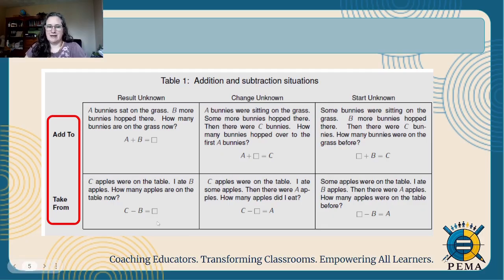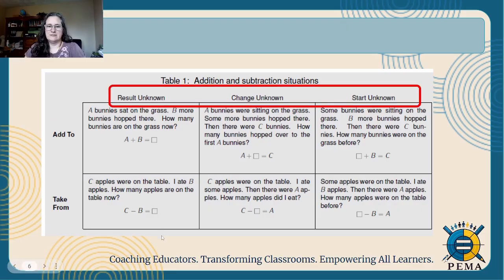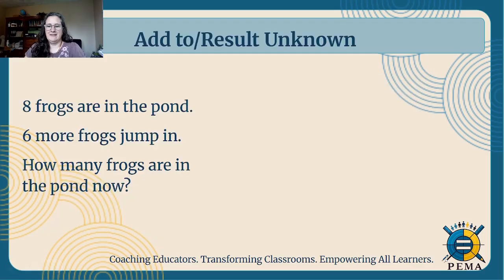Each one, add to and take from, also could be classified as result unknown, change unknown, and start unknown. The add to is how the story is set up, and the unknown is going to identify what the question is asking. Here's our first add to problem.